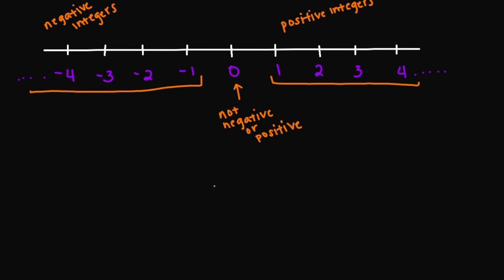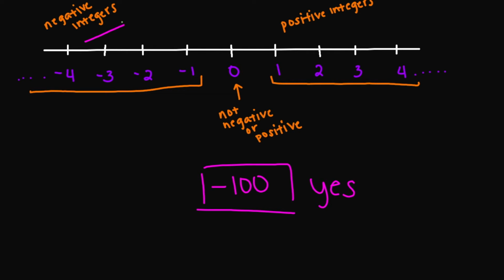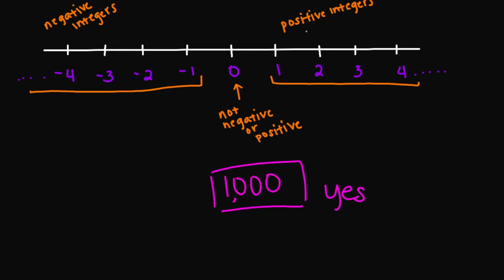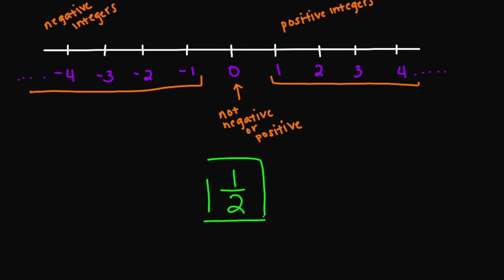What about -100? Yes, -100 is an integer, and it's going to fall here on the left side of my 0. What about the number 1000? Is 1000 an integer? Yes, it's going to fall on the right side of my 0 as a positive integer. What about the fraction 1/2? Is 1/2 an integer? The answer to this is going to be no. 1/2 is not an integer.